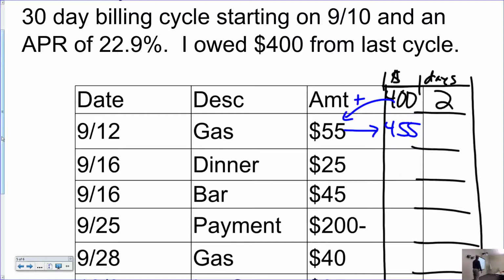All right? Now, how many days does that 455 repeat? Would that be 0? Or would that be 1 day? Oh, no, we did 4. Because it goes from the 12th to the 16th, or the 12th, 13th, 14th, and 15th. And then the 16th, something new happens. What happens on the 16th?